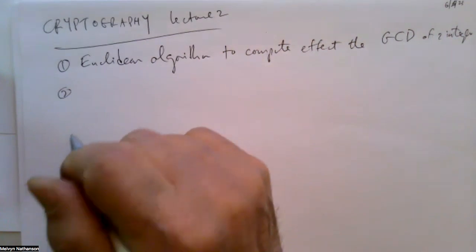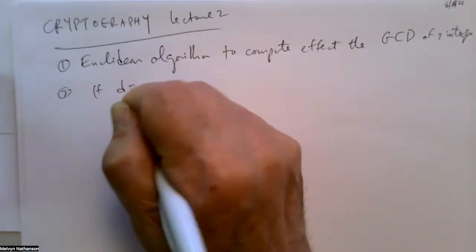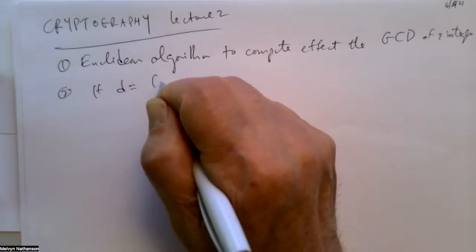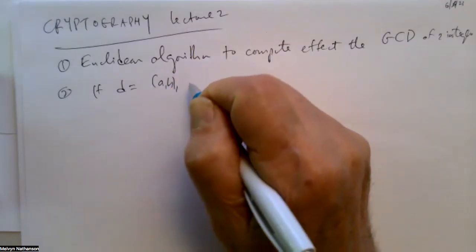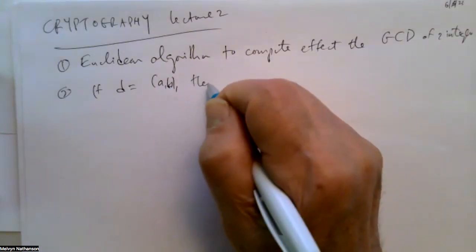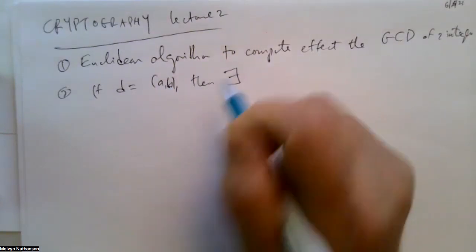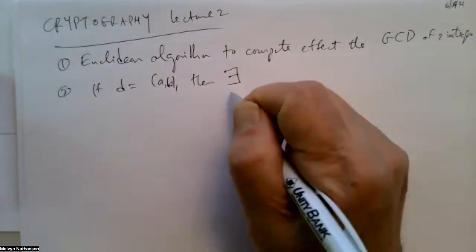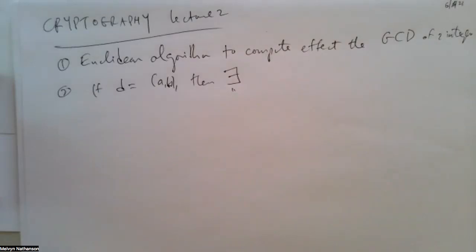And second, the fact that if D is the greatest common divisor of two numbers A and B, so this is the notation for greatest common divisor, then there exists, so in mathematics, a backwards capital E, there exists.